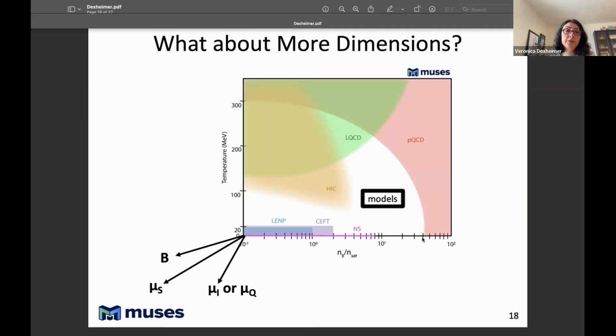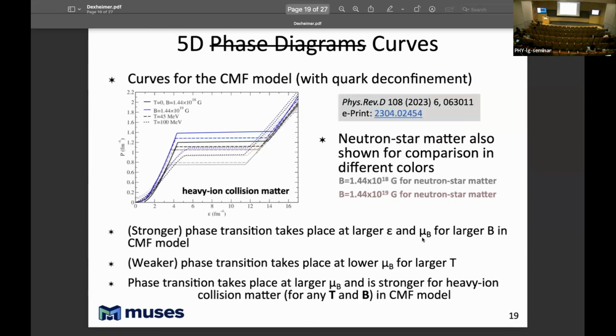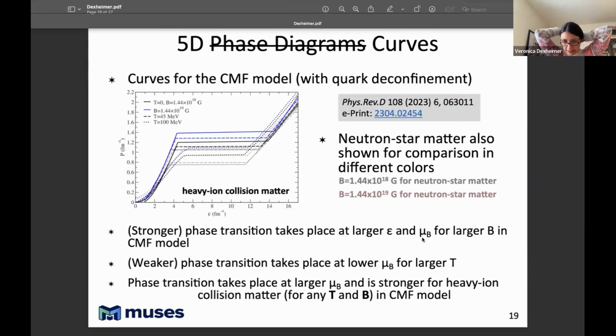And that's why the MUSES collaboration is going to use first principle theory or effective theory to provide a description of the phase diagram, but it also needs models. So this is my last slide of motivation: I thought that I myself, using the CMF model, which is a chiral model of the confinement that I have developed through the years, could describe the phase diagram. I thought I could make a 5-dimensional phase diagram, whatever that is, but I never got to it.